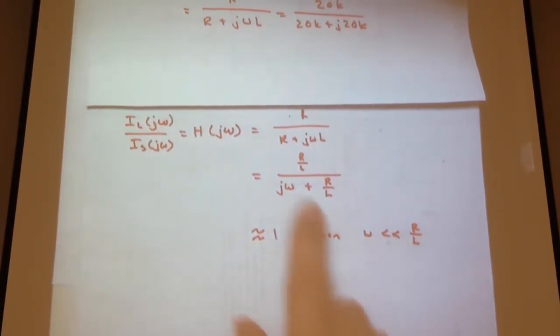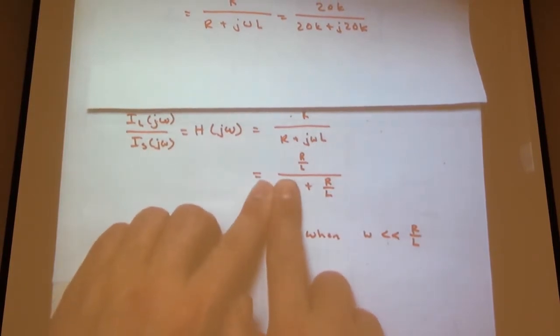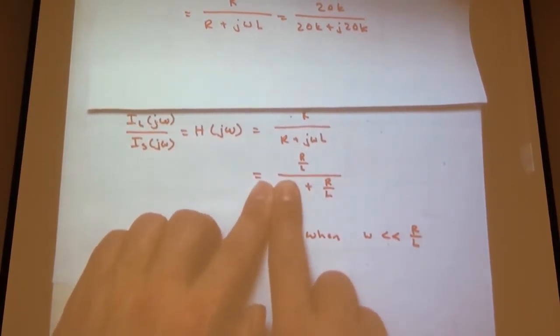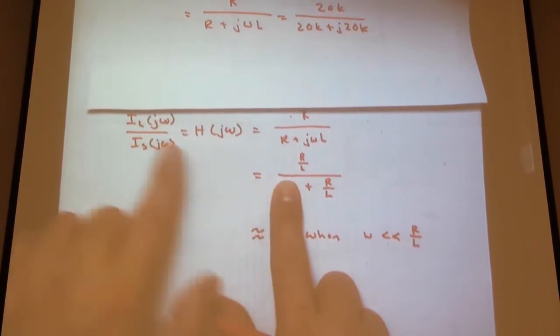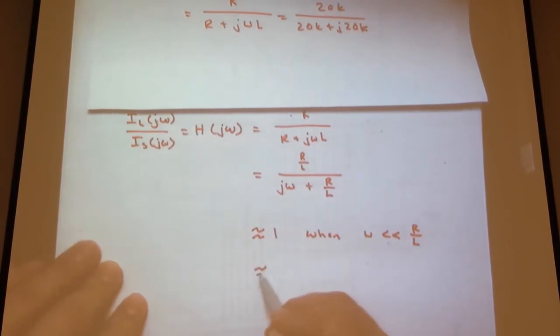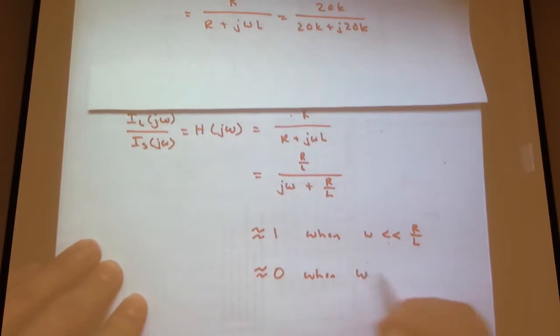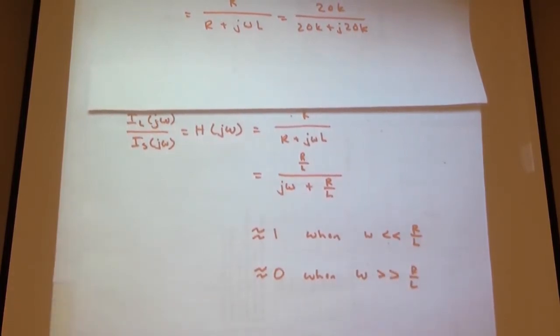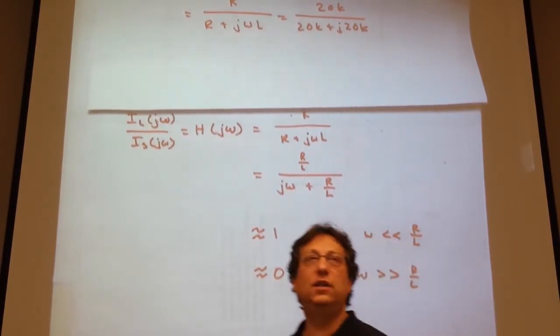If this is true, this term is negligible, and we get 1, and our transfer function says our inductor current is approximately equal to our source current. We get a transfer function of 1. And likewise, this approximately equals 0, or goes to 0, when omega is much, much larger than R over L. And again, we can use a scaling factor of 10 or anything that's reasonable there.